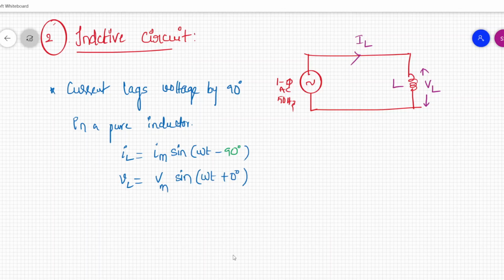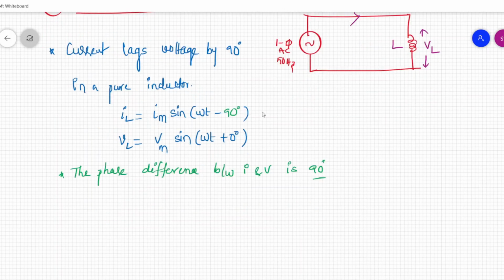So there is a 90 degrees displacement between voltage and current. The phase angle difference between current and voltage is 90 degrees here. Earlier for the resistive circuit it was 0, now it is 90. You can represent this phasor in exponential form also. So IL can be written as capital Im at an angle of minus 90 degrees, and voltage as VL equal to Vm at an angle of 0 degrees. This is the exponential representation of phasors, we already know.